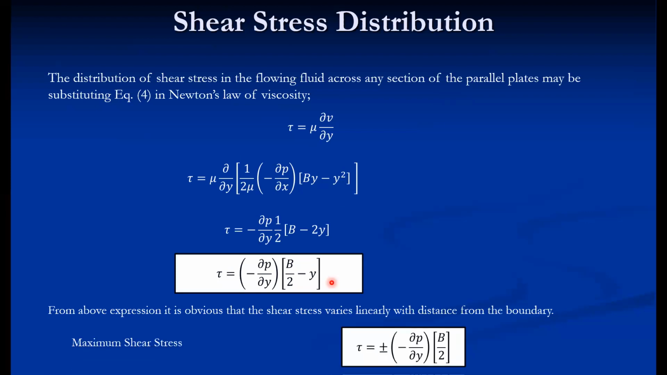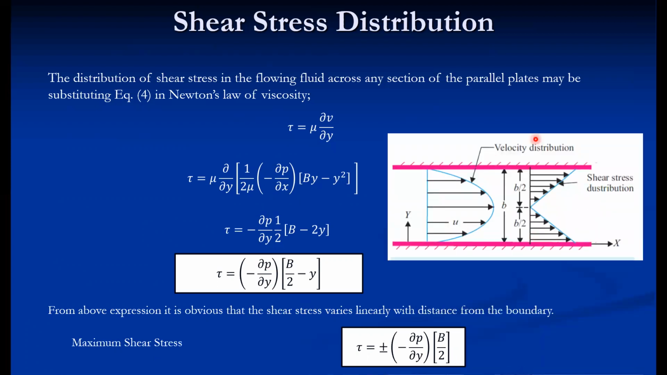So the maximum shear stress we can derive, that is tau is equal to plus minus. If we put the value of y equal to 0, we get one expression, that is plus b/2, and for y equal to b, we get minus b/2. So plus or minus b/2 into bracket minus ∂p/∂y. This is a printing mistake. It is ∂p/∂x, b/2.